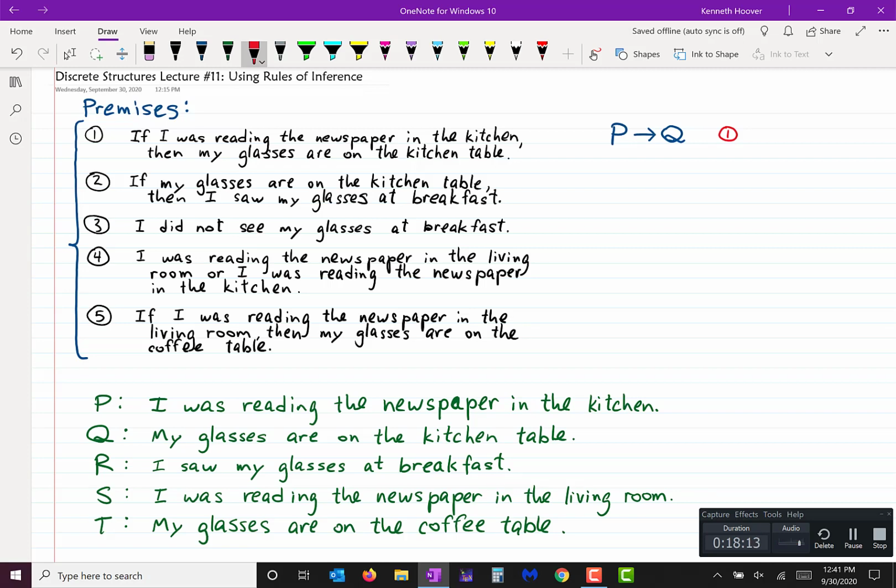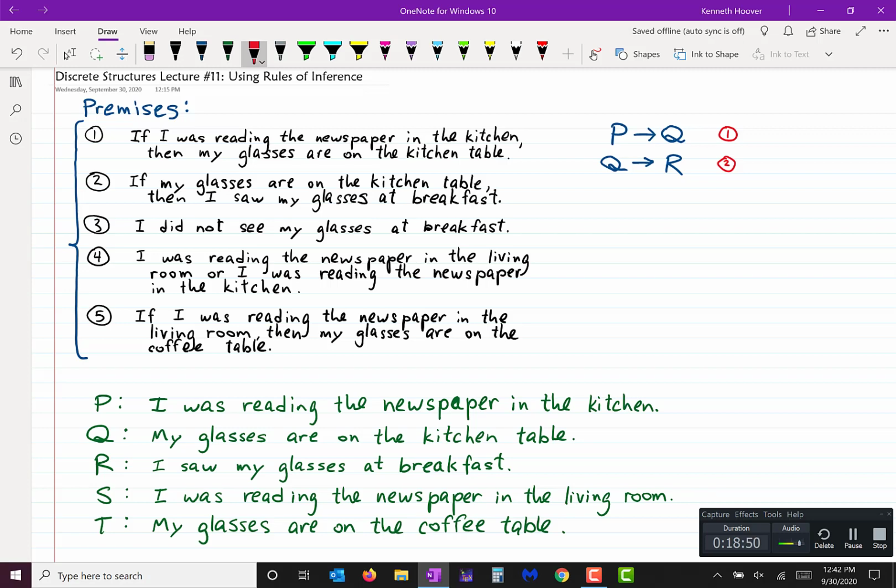Okay? What is statement number 2 telling us? If my glasses are on the kitchen table, then I saw my glasses at breakfast. So isn't that saying Q implies R? Okay, that's going to be useful. Let's write that down. And what's my reasoning for that? Premise number 2.